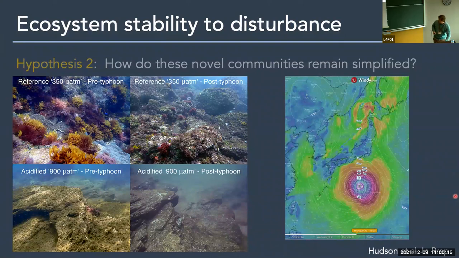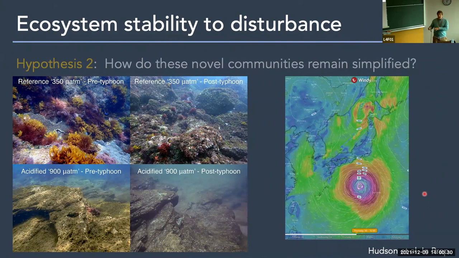So just to give you an idea on this scale, Shikine is about here where the marker is. And so we're increasingly getting typhoons that come up into this sort of temperate zone and cause big impacts.